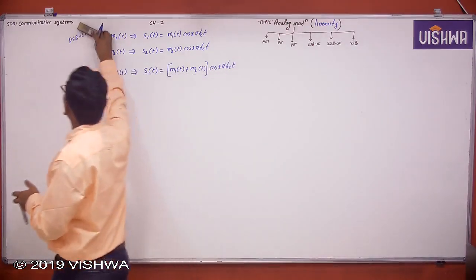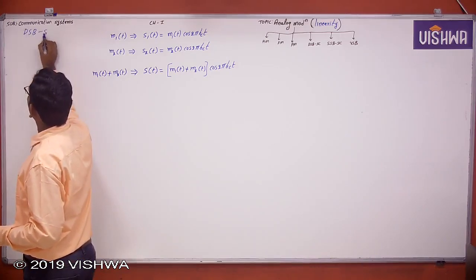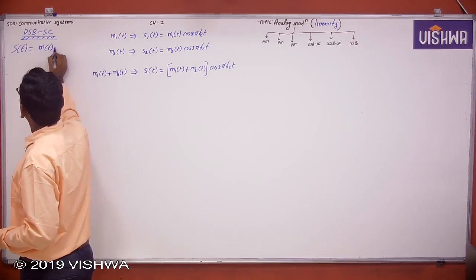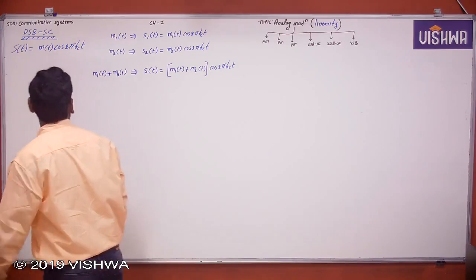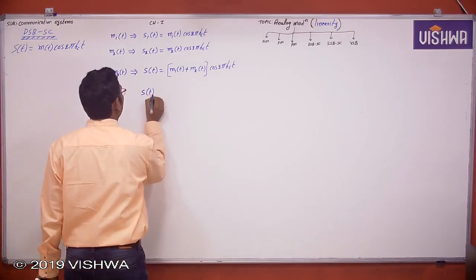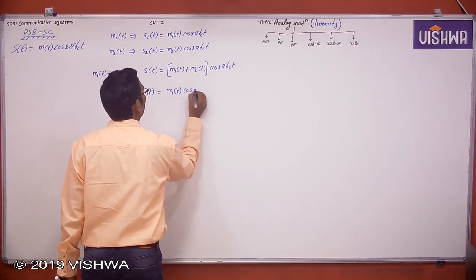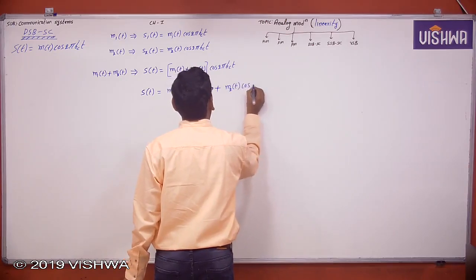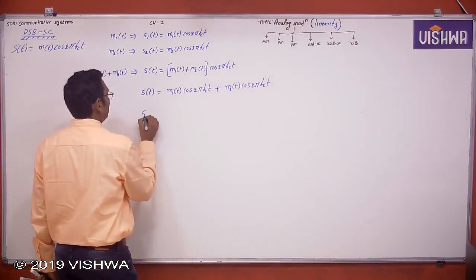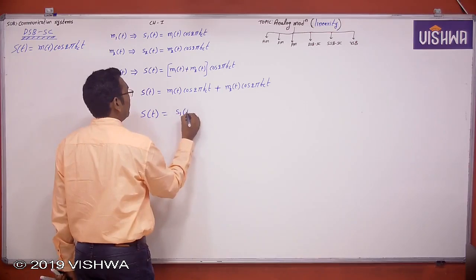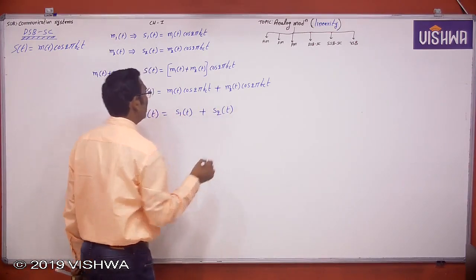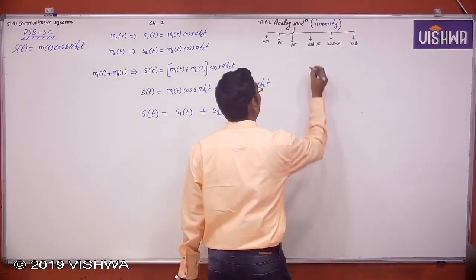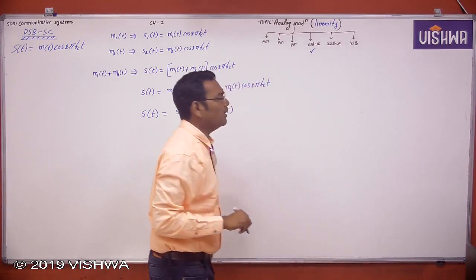Why? Because what is a DSB-SC signal? The actual DSB-SC signal is s(t) equal to m(t) into cos 2 pi fc t. Therefore s(t) is equal to m1(t) into cos 2 pi fc t plus m2(t) into cos 2 pi fc t. Therefore s(t) is equal to s1(t) plus s2(t). Then the homogeneity principle holds good. Therefore this DSB-SC signal is a linear modulation. Note down.